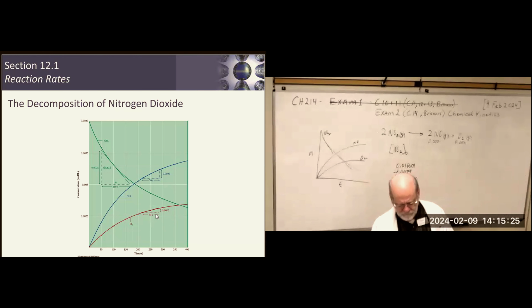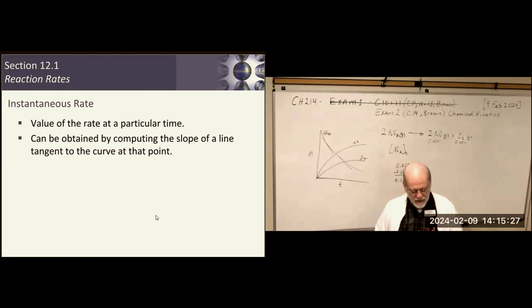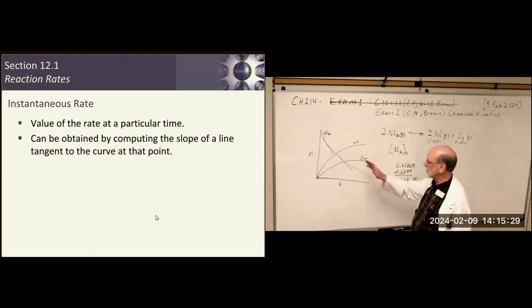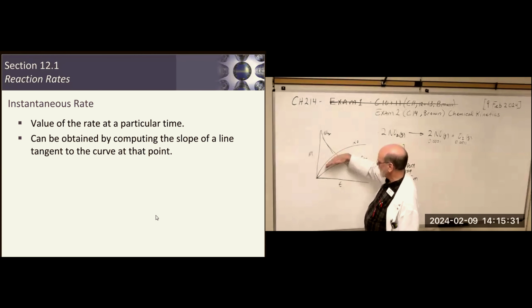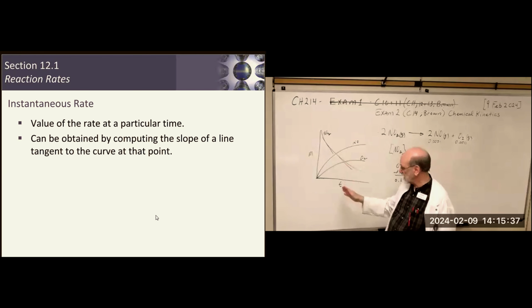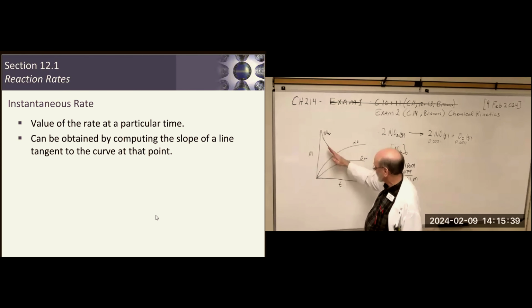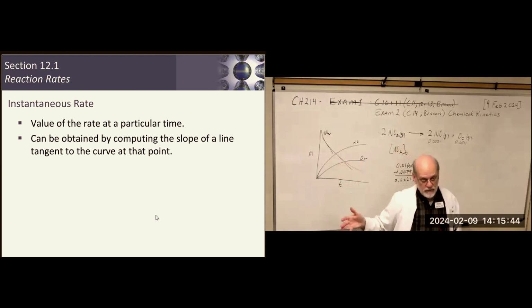All right. So the next slide hammers that instantaneous rate home. So any place on these curves, a tangent to the curve at any point determines the rate at that point. So at any time t, the rate is going to be here, here, here, with respect to any one of those components.